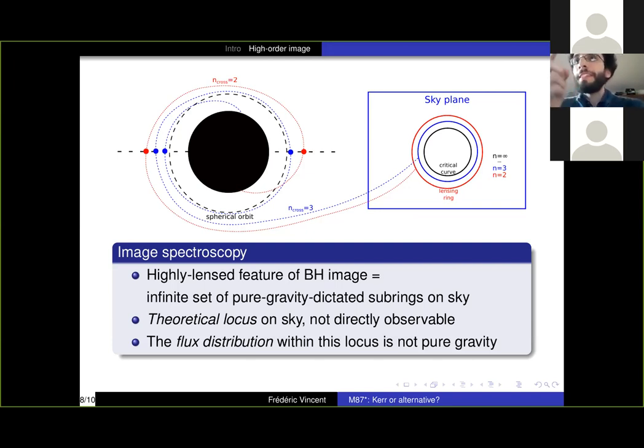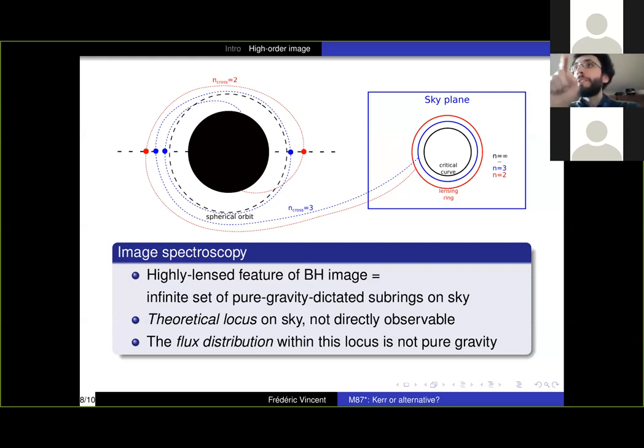So this is quite interesting, because it can maybe remind you of the spectrum of an atom, right? With all these layers, you can actually understand it that way. It's what I like to call image spectroscopy, because all these subrings, you can think of them as the ID cards of the compact object projected on your sky. However, there is a very important notion to put, which is that this is a theoretical locus on the sky. It's a mathematical locus, right?